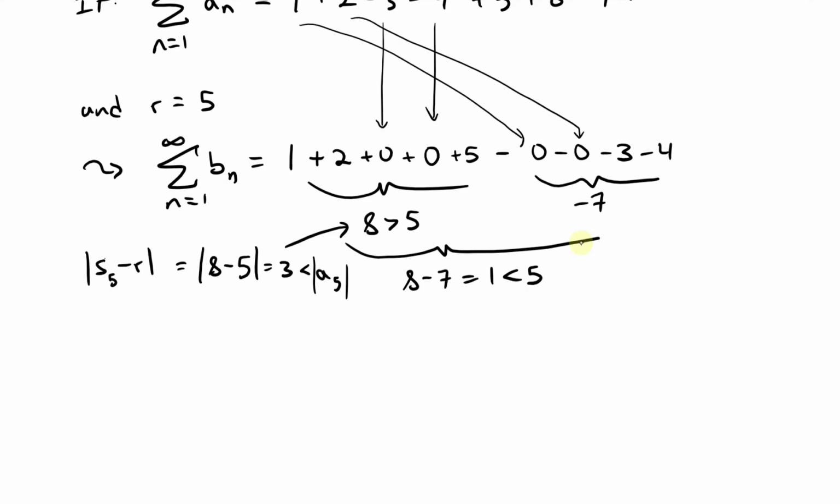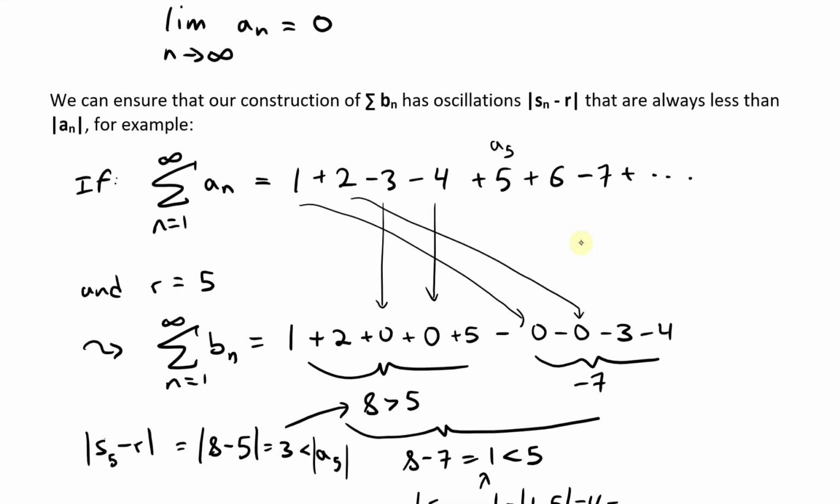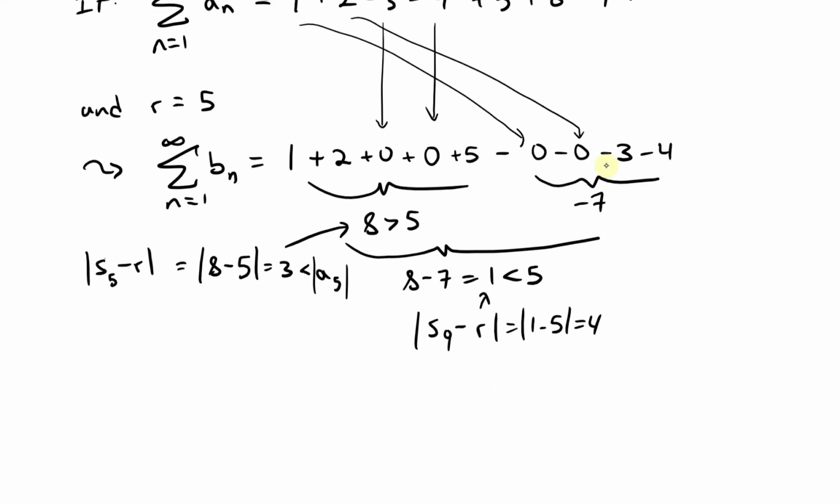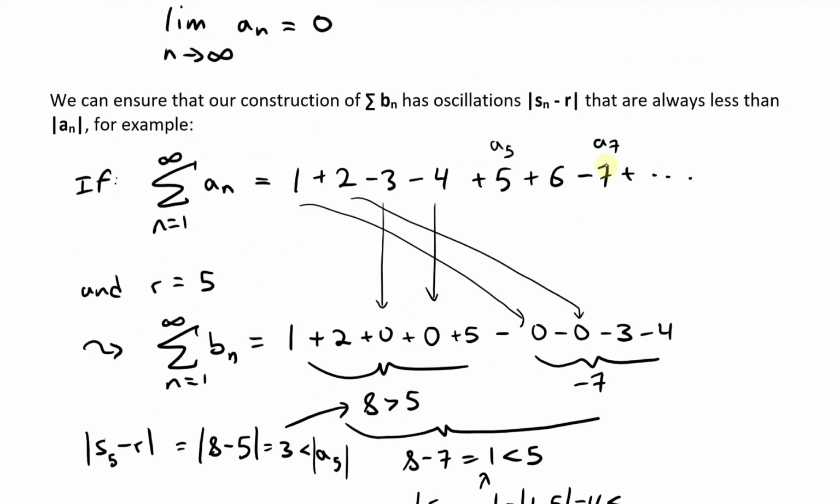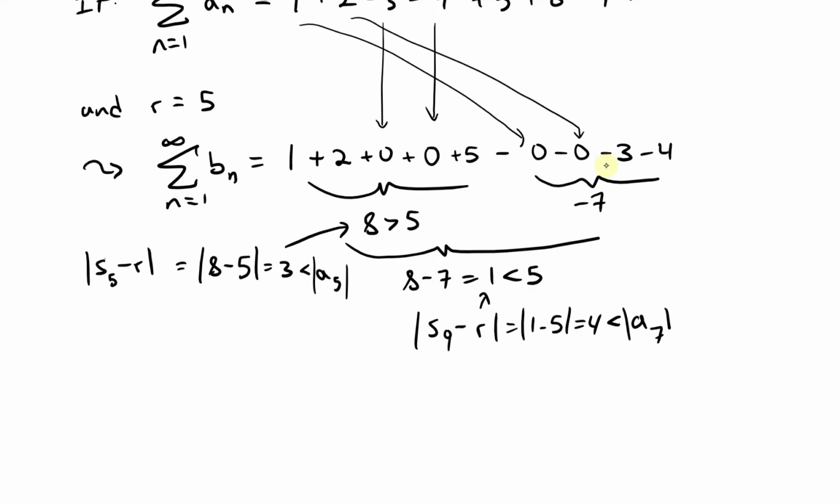But then now the difference here, this is going to be all the way up to, this is 5, 6, 7, 8, 9. So yeah, this is going to be S9. The absolute value of S9 minus R equals 1 minus 5, which equals 4. But in our case, this is 1, 2, 3, 4, 5, 6, 7. This is a 7. This is still going to be less than the absolute value of A7. So we can construct it like this.